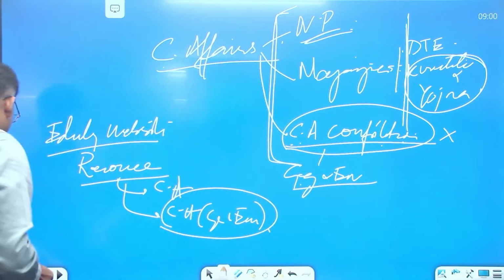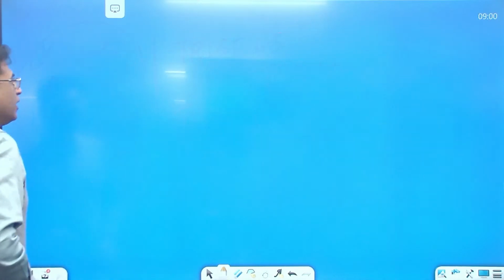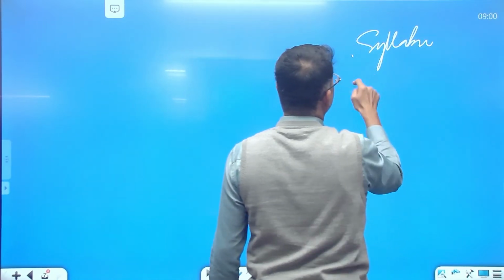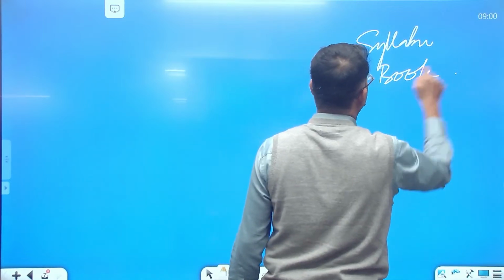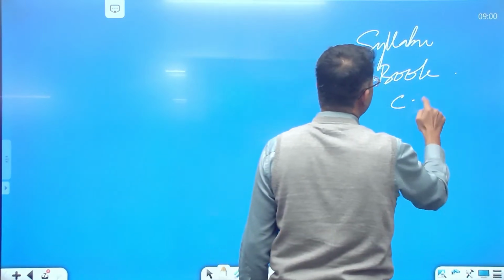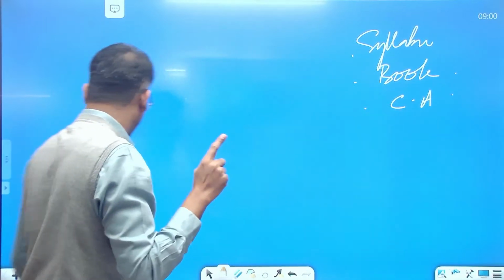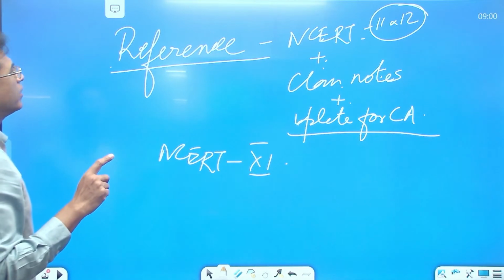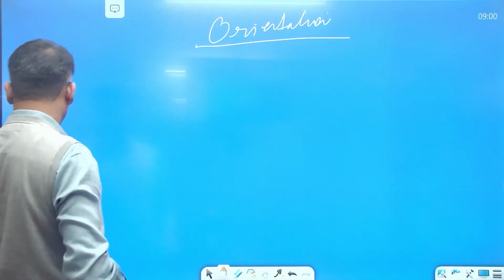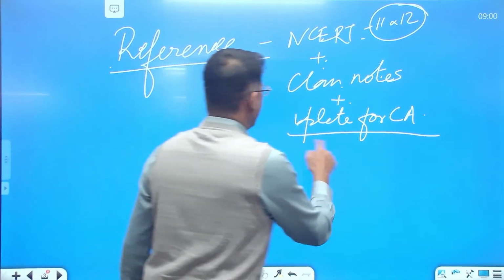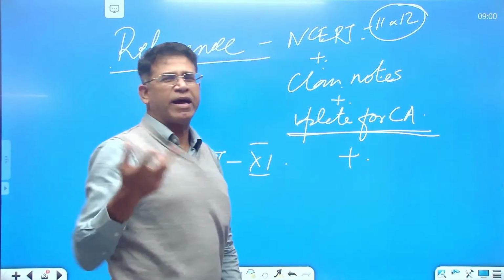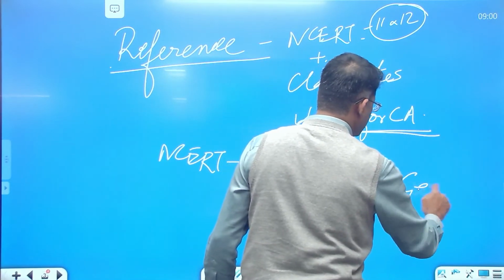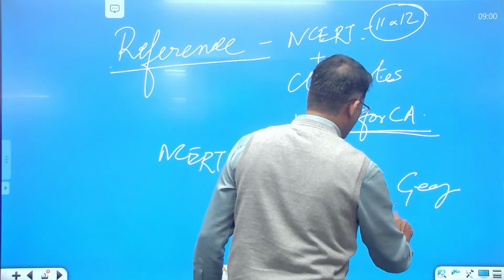So I think I have primed you now. You know the syllabus, you know the reference book to be read, you also know how to do current affairs. One more book I forgot to mention, I'll recommend that to you. So NCERTs and the class notes, I said. One more book you better buy is Indian Geography by D.R. Khullar.